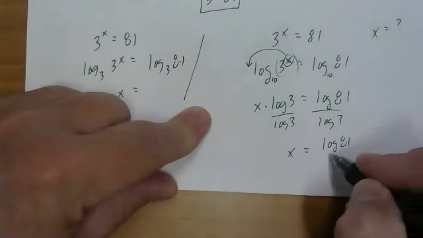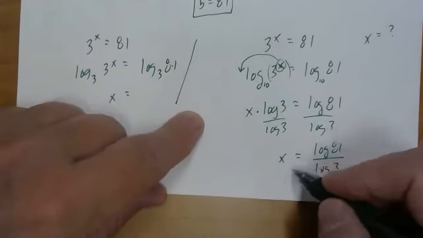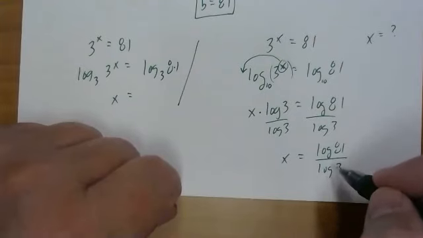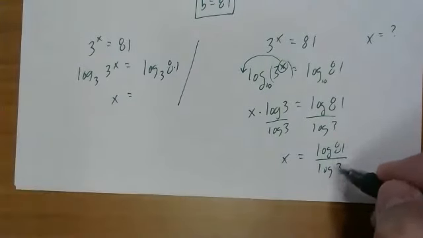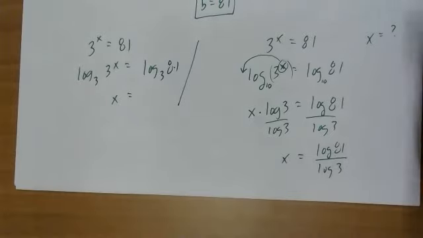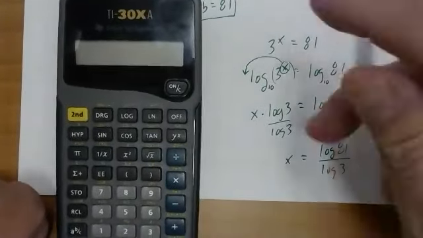And then I actually have a solution. X is a log of 81 divided by the log of 3. Now I can actually grab my calculator, because on my calculator I can calculate log base 10, or common logs. So I can figure out this number on my calculator.